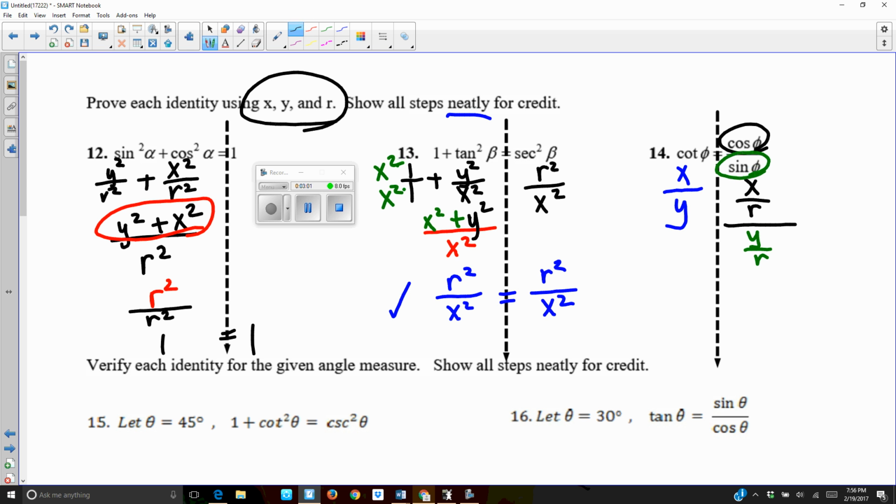r. And then the right side, we can multiply the top, x over r, by the reciprocal of the bottom. So we're just going to flip the bottom fraction. And you should notice the r's will cancel out. So now the right side and the left side are equivalent. That's our answer.